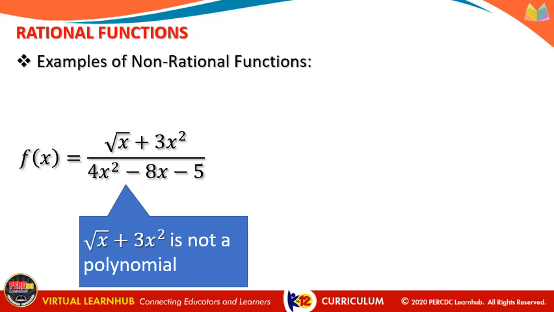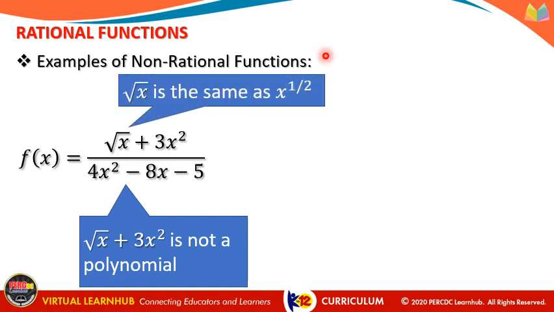Why? It's because yung square root of x plus 3x squared, yung nasa numerator, ay hindi isang polynomial. Bakit ulit hindi polynomial yung square root of x plus 3x squared? Ano yung problema? Ang problema natin dito, yung square root of x. Hindi ba, using properties of exponents, square root of x can be rewritten as x raised to 1/2.